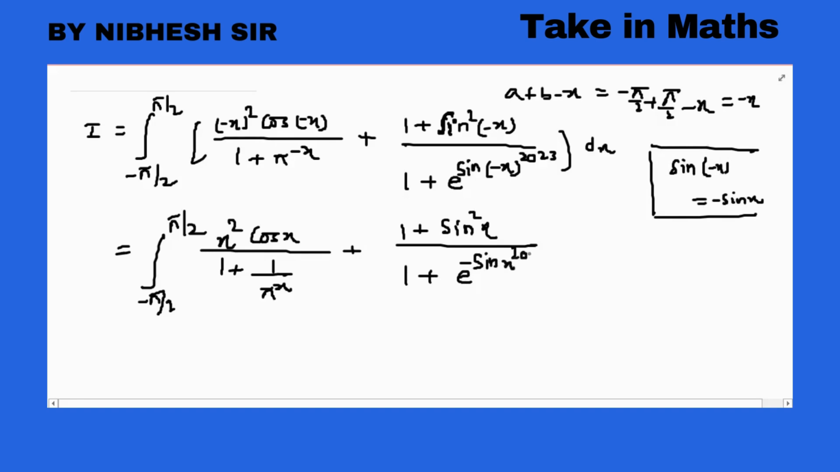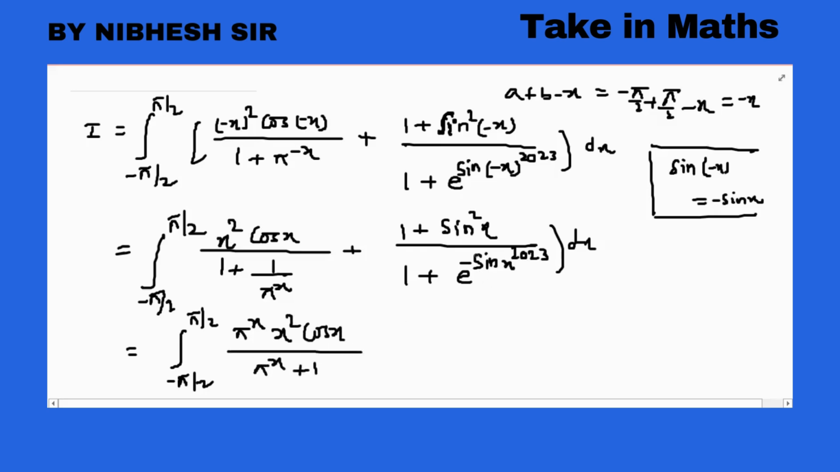Now what we can do here is write this as the integral from minus pi by 2 to pi by 2. We take the LCM, so this pi to the power x will multiply the numerator part. This is x square cos x, and in the denominator part we have pi to the power x plus 1. Same here, we will make this positive, so e to the power sin x to the power 2023 will multiply the numerator part, so that is this into 1 plus sin square x, and in the denominator what we have?